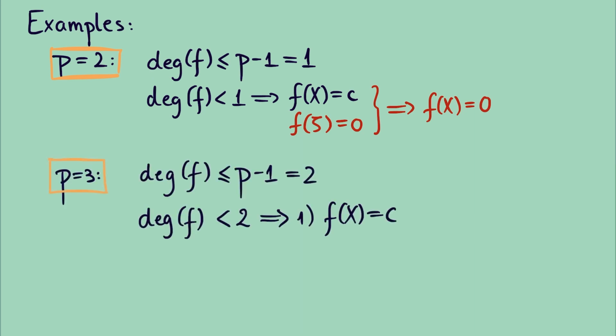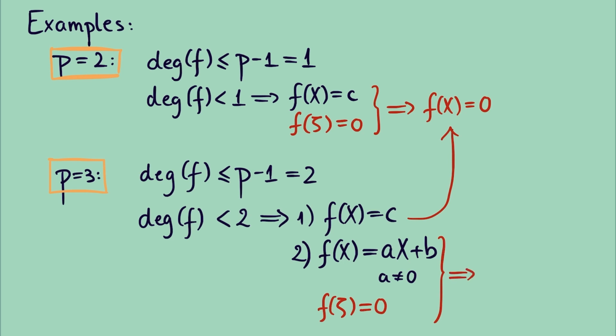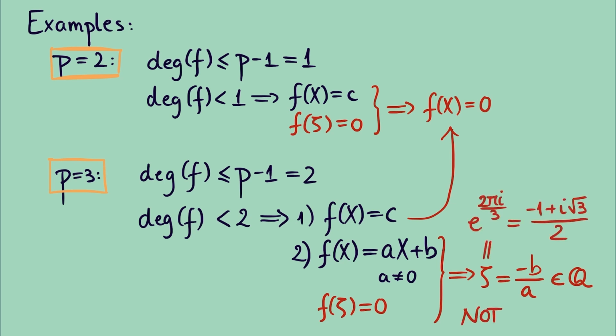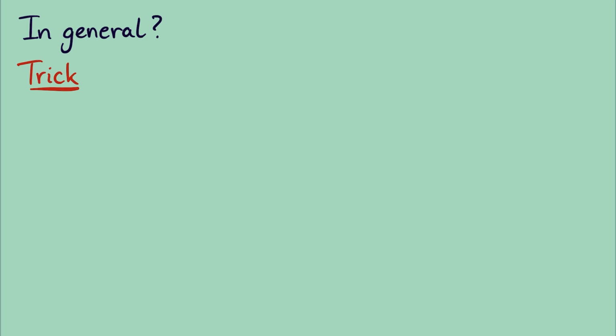Or take p equals 3, and consider again polynomials of lower degree. We've seen what happens with constant polynomials, so the only other case is that of degree 1 polynomials, ax plus b, where a and b are integers and a is not 0. But if zeta is a zero of this polynomial, it would mean that zeta is a rational number. But in this case, zeta is a complex number with a non-vanishing imaginary part. So this is not possible at all. Now this starts to get tricky for larger primes p. What should we do in general?